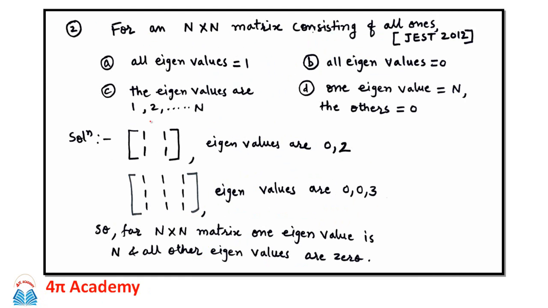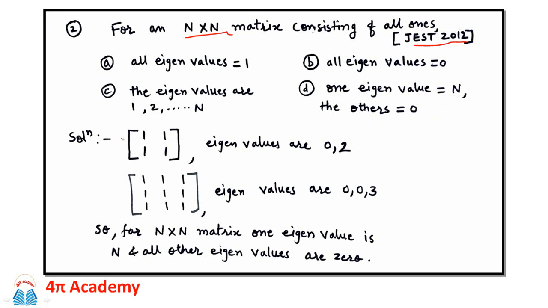Then let us take one problem from the JEST 2012 exam. For an n by n matrix consisting of all ones, which of the following is correct? A, all the eigenvalues are equal to 1; B, all eigenvalues are equal to 0; C, the eigenvalues are 1, 2 and so on up to n; and D, one eigenvalue is equal to n and the others are equal to 0.